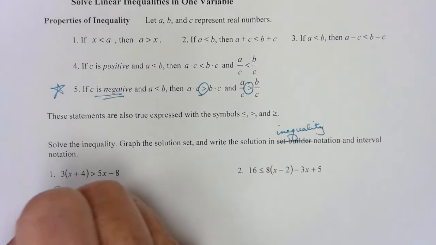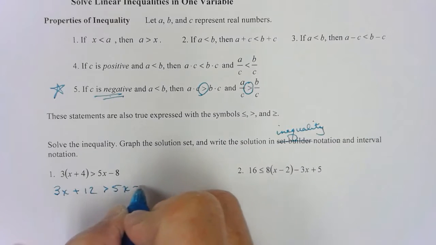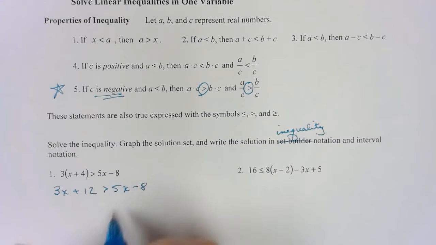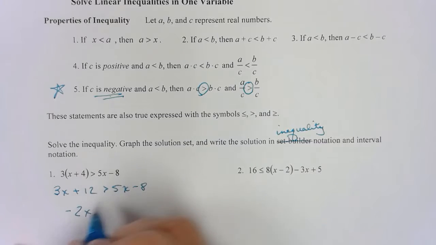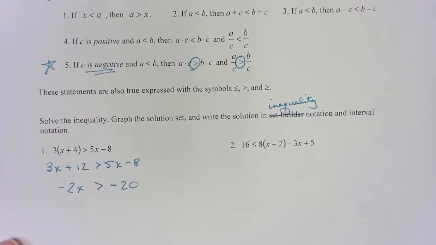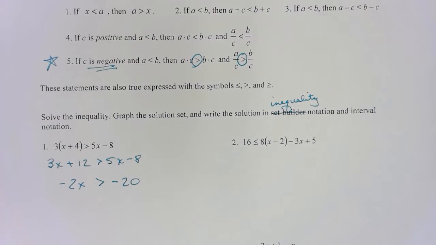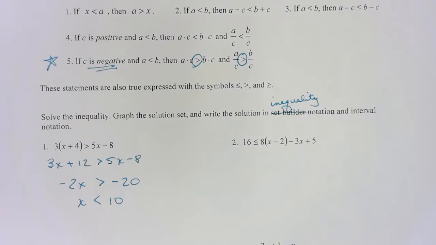So let me get rid of the parentheses by distributing through. Get x to the same side so I can add and subtract. The symbol does not change, so I subtract 5x from both sides, subtract 12. So far, so good. Now I'm going to divide both sides by -2. Right when you think that, flip. x has got to be less than 10. So this is my inequality notation.